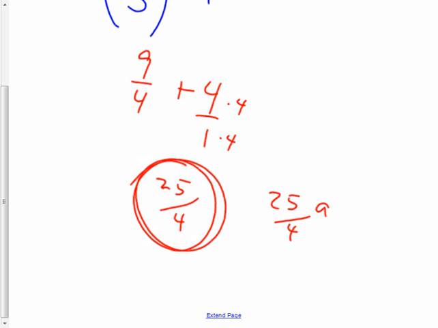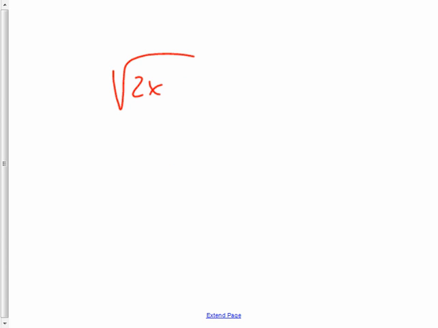Okay, so next kind. Let's say we have square root of 2x minus 3 equals square root of 5x.